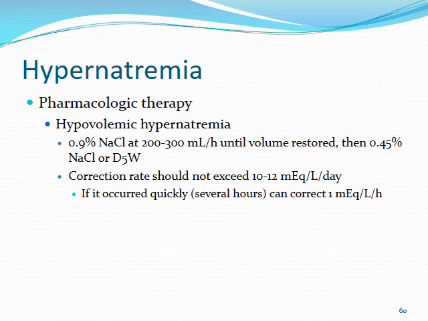Very similar to what we saw with hyponatremia, correction should not exceed 10 to 12 milliequivalents per liter per day. If the hypernatremia came on very quickly, over several hours, you can correct a little bit faster, typically around 1 milliequivalent per liter per hour. But certainly, if it's more chronic, 10 to 12 milliequivalents per liter per day is really your max.